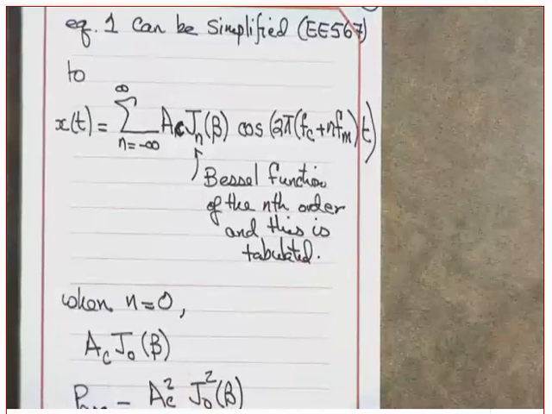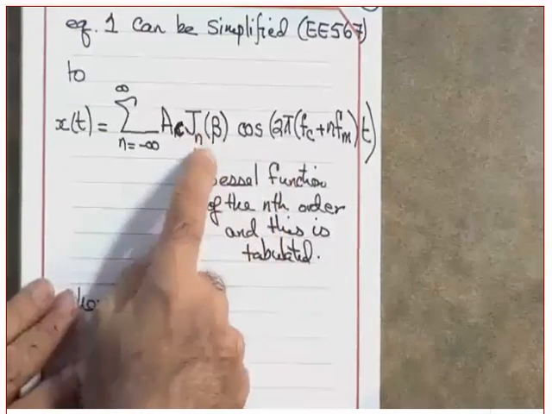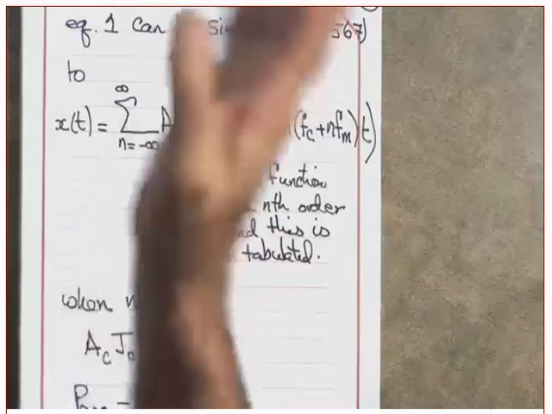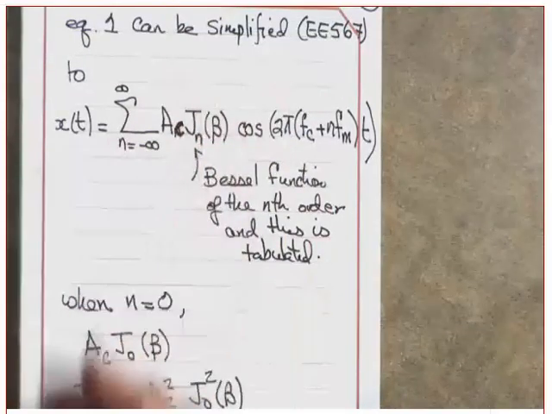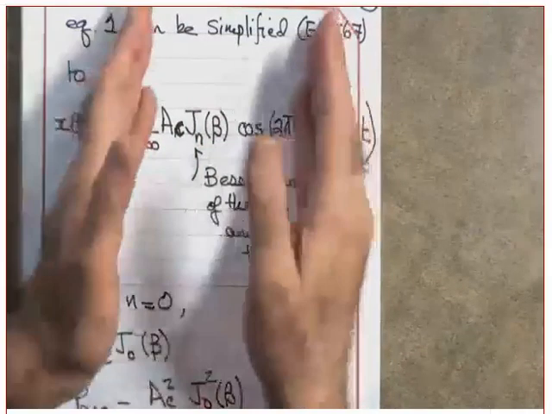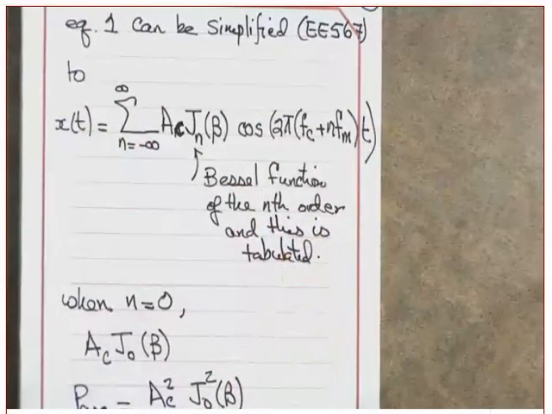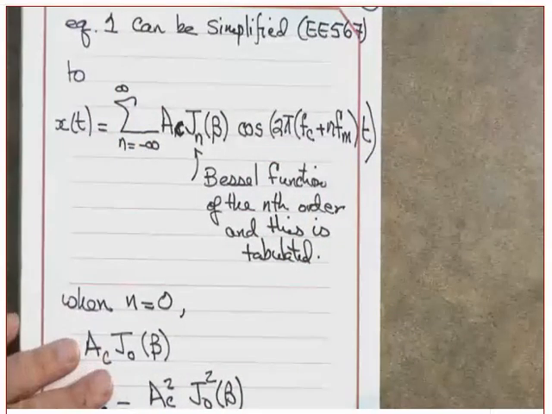Infinite number of sidebands. Now, as I will show in just a second, the value of JN of beta as N increases will go to zero, which means its effect will become negligible, and I need to truncate the spectrum, neglecting all the components beyond that point. Are you following me or not?